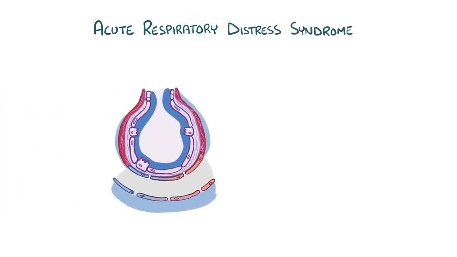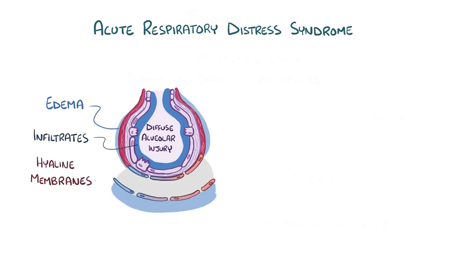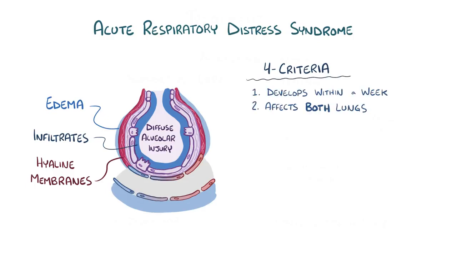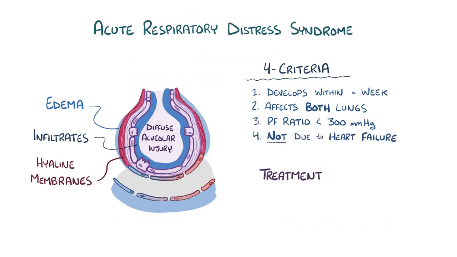Alright, as a quick recap, acute respiratory distress syndrome happens when inflammation causes diffuse alveolar injury, pulmonary edema, infiltrates, and hyaline membrane formation. The 4 criteria of ARDS are that it develops within a week, affects both lungs, causes the PF ratio to dip below 300 millimeters of mercury, and doesn't cause pulmonary blood pressure to rise, which indicates it's not due to heart failure. Treatment includes supplemental oxygen and mechanical ventilation.